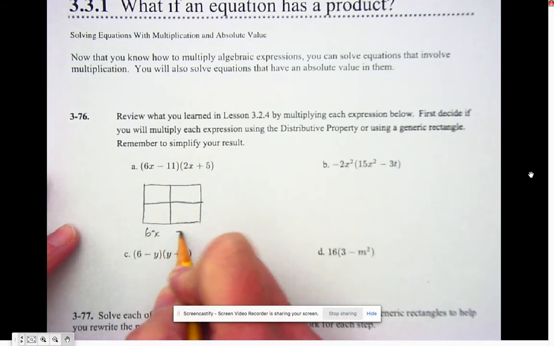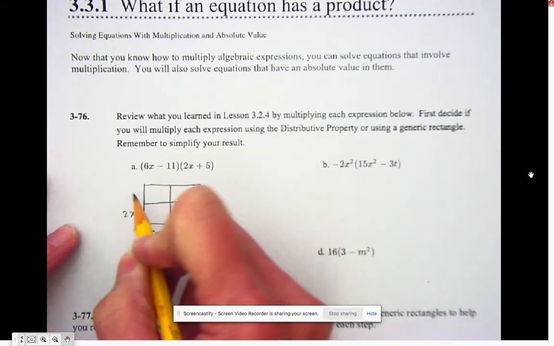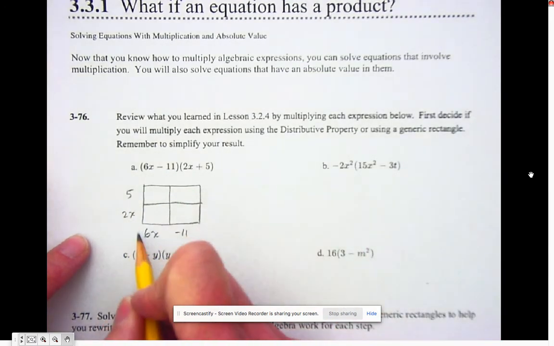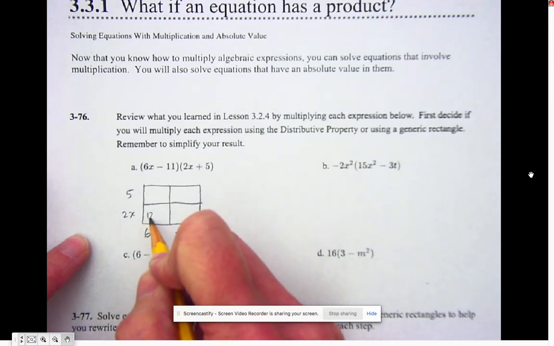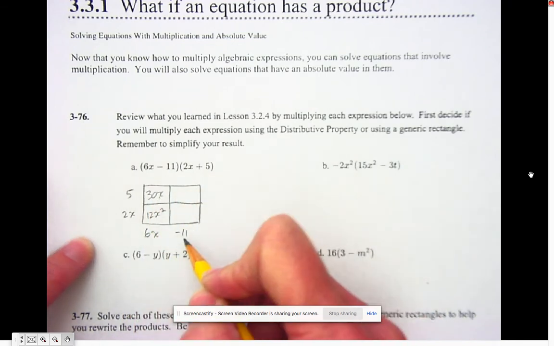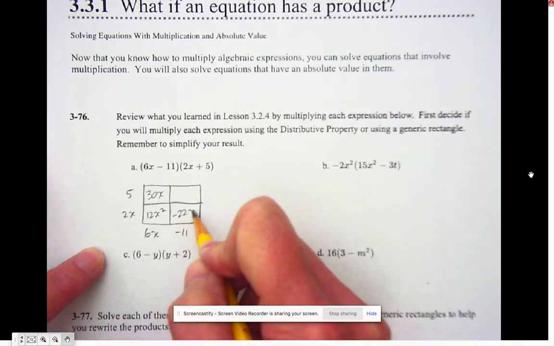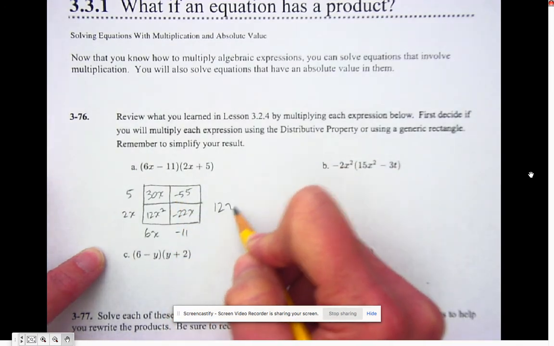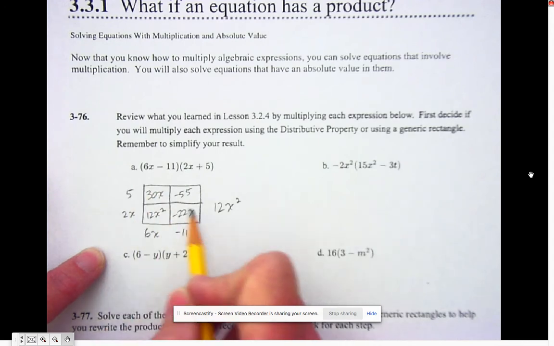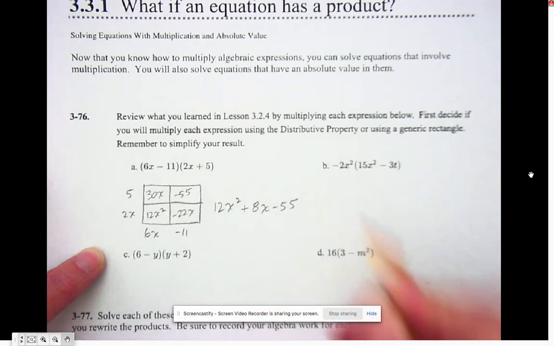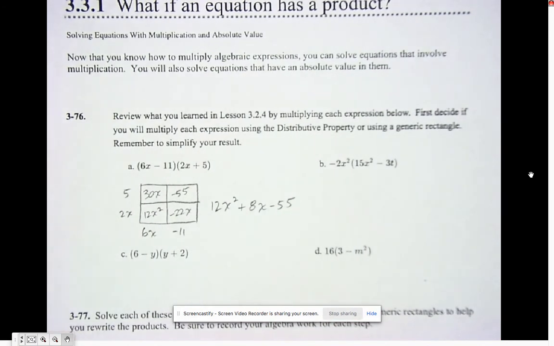The generic rectangle is nice because it does help you deal with the subtraction sign pretty well. So 2x times 6x should have been 12x squared. If I take 6x times 5, that should have been 30x. 2x times negative 11 is negative 22x. And then negative 11 times 5 is negative 55. All right, so I can write this as 12x squared. I'm going to combine the 30x and the minus 22x to be 8x, and then minus 55. All right, can you go ahead and try letter B?